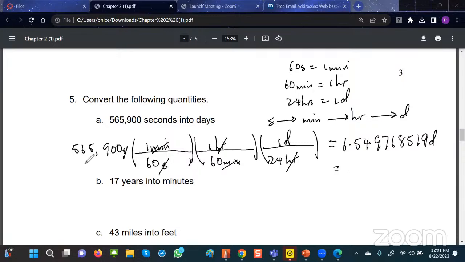6.550. It would be 4 sig figs because of this right here, and there's no decimal point after the 0. So therefore, those zeros are not significant, right? Is it 6.550? Exactly. 6.550 days would be the final answer.